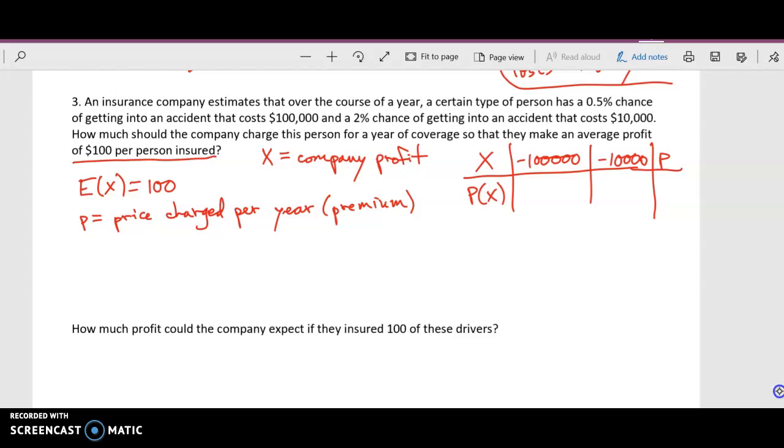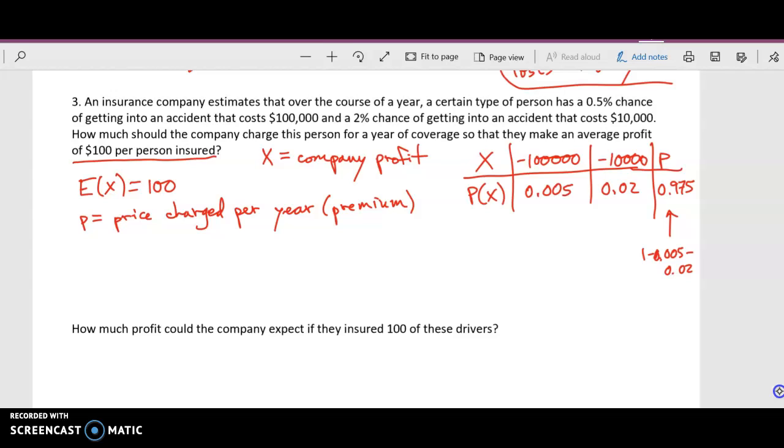Okay, let's talk about the probabilities associated with these. This is 0.5%, that's 0.005. This is 2%, so 0.02 in decimal notation. And then this is the difference. This is going to be 1 minus 0.005 minus another 0.02. So that's 0.975.